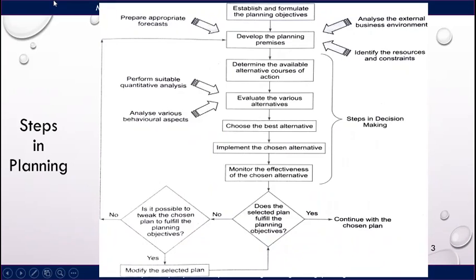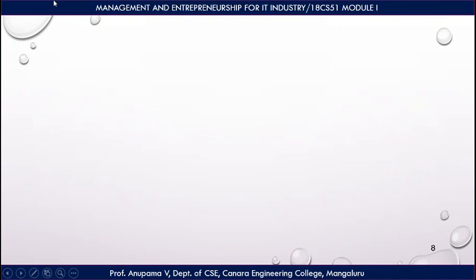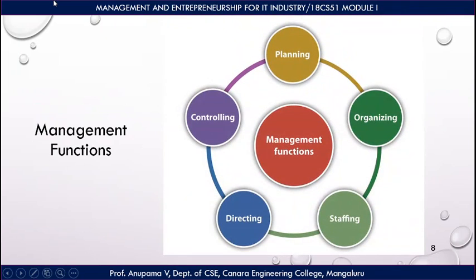The steps in planning, like determining the available alternative courses of action, evaluating the various alternatives, choosing the best alternative, implementing the chosen alternative, and monitoring the effectiveness of the chosen alternative, are also the steps in decision making. Decision making is a process in which the best course of action is selected out of a set of alternatives for achieving the desired outcome. Functions of management are planning, organizing, staffing, directing, and controlling.